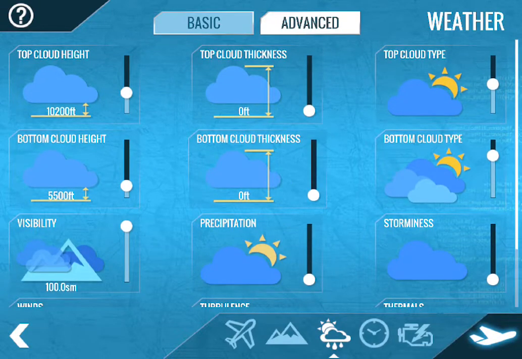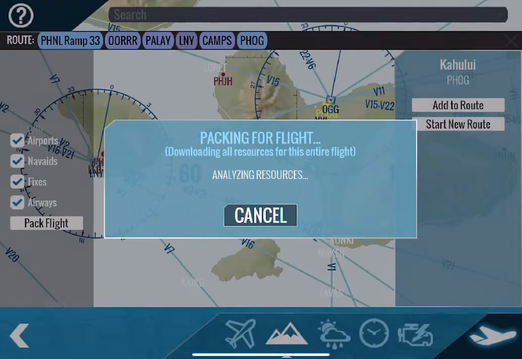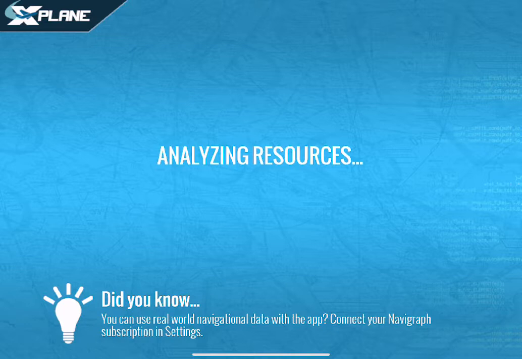So once this part's packed, I don't have to pack it because I have an internet connection, but I'm going to pack it. So you'll see here, it's going to download this so the flight can be flown offline. Obviously, I'm not going to do that. I'm not even going to bother. So let's get into the gate here. And it may download some stuff.